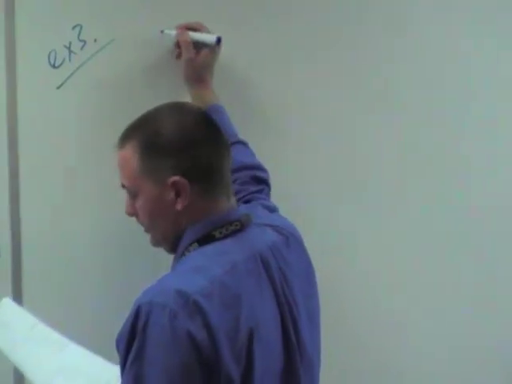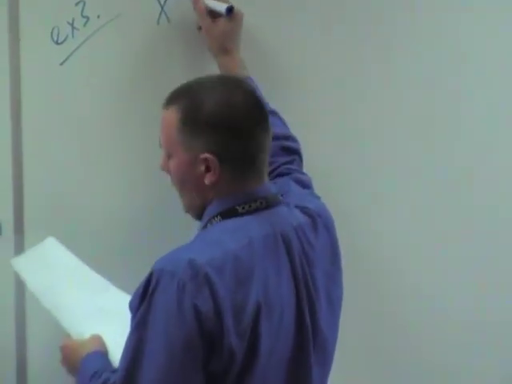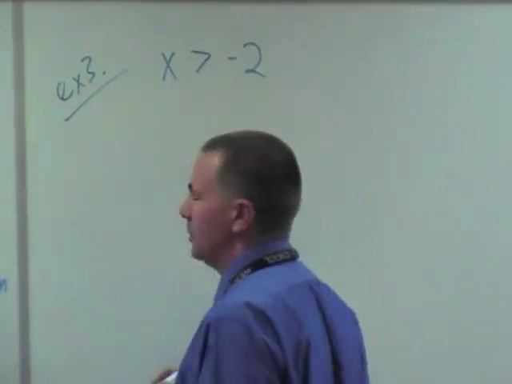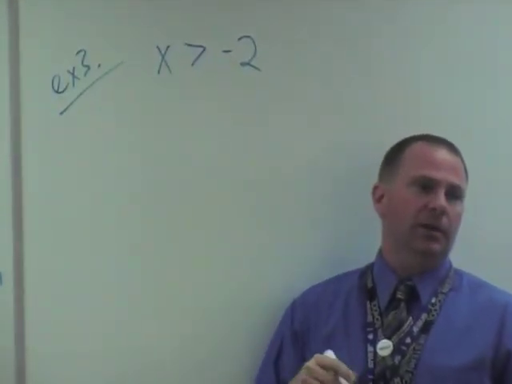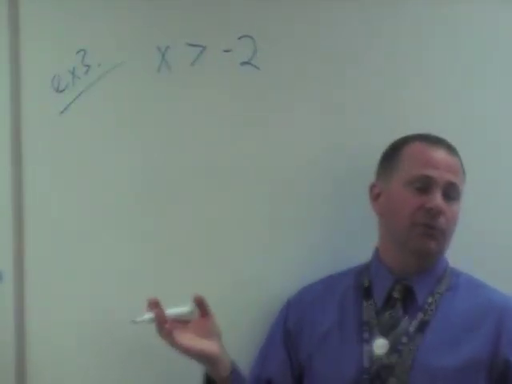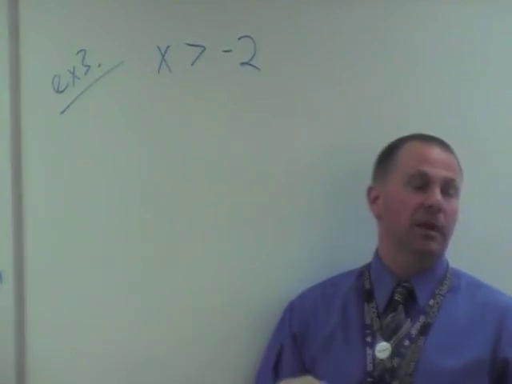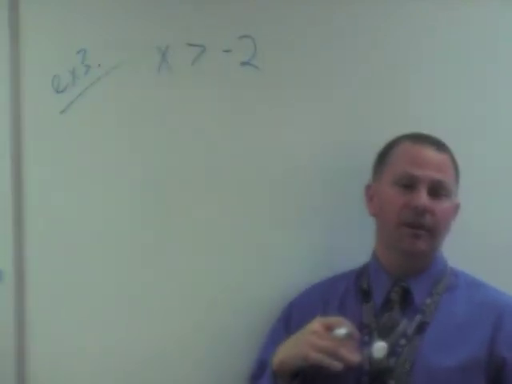Example 3. I don't understand why you wouldn't want to put it in slope-intercept form to graph it anyway. Otherwise, if you don't put it in slope-intercept form, you have to pick some points.